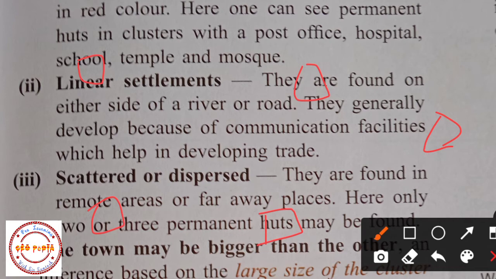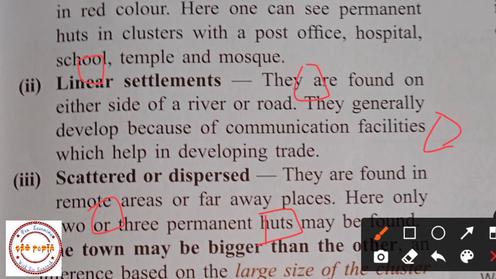Especially these types of settlements are found in forested areas, or regions where people do agriculture, which means farming. These types of settlements are found in mountainous regions where topography is very rough, and also in those regions where climatic conditions are very harsh and not that good.